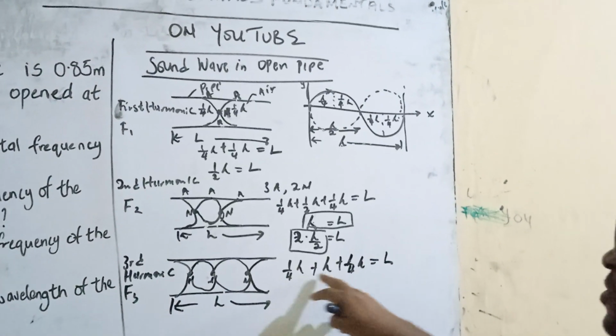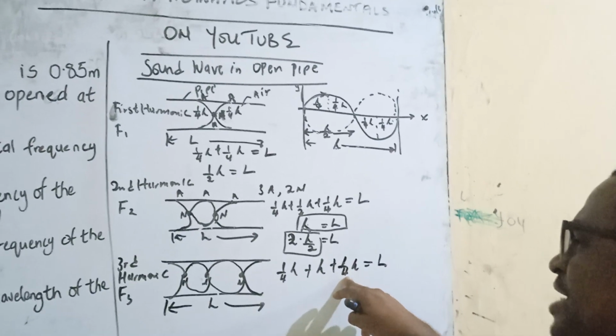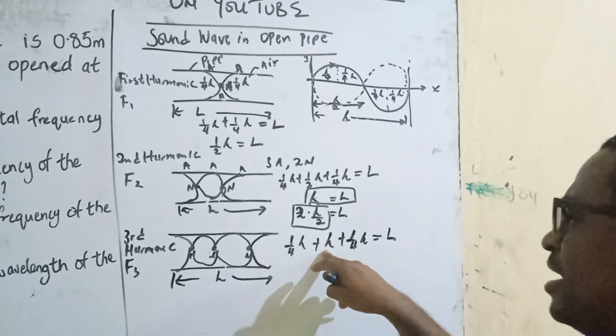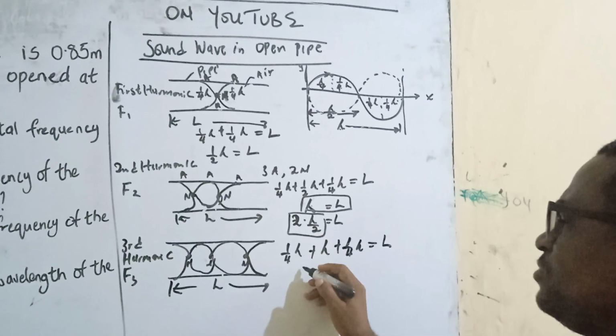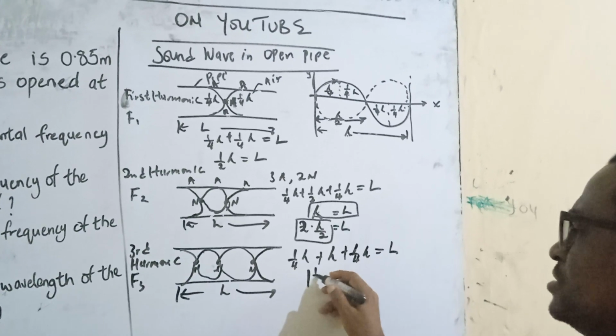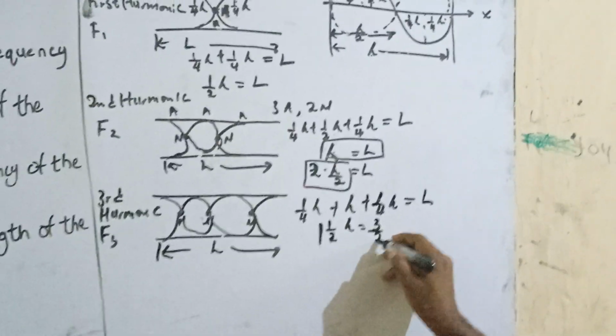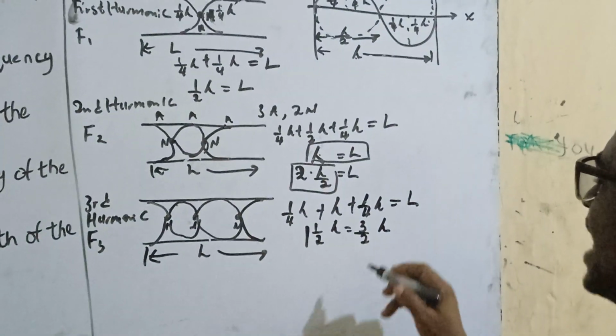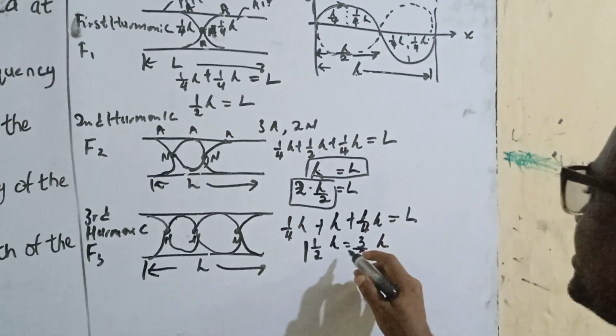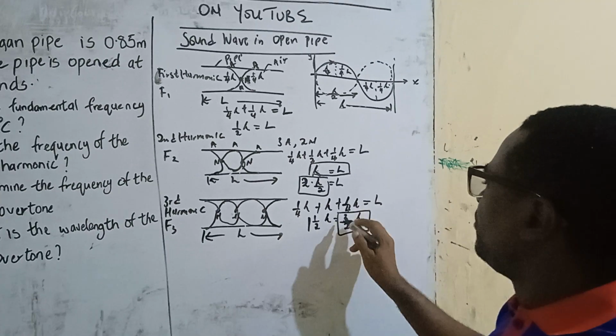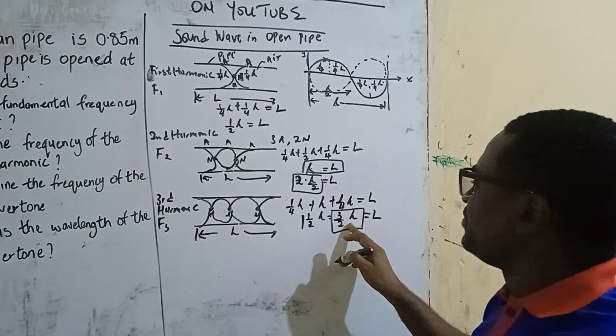Now, when we add a quarter plus a quarter together, that is a half. Half plus 1, everything will be 1 plus 1/2 wavelength, which is same thing as 3/2 wavelength. Now, if you look at the pattern, this 3/2 wavelength is the total length of the pipe.